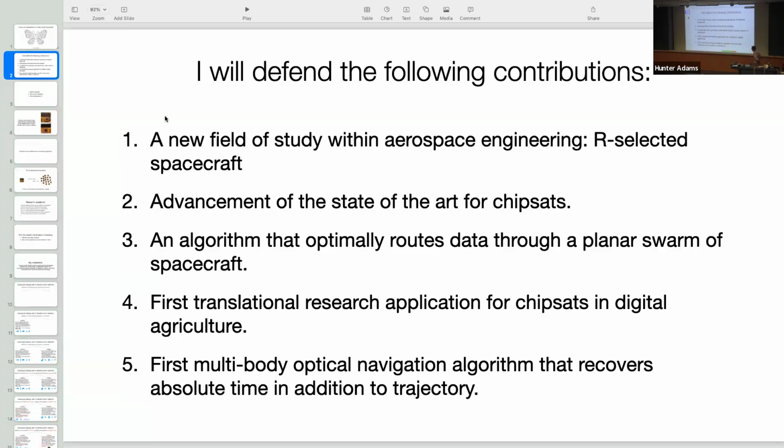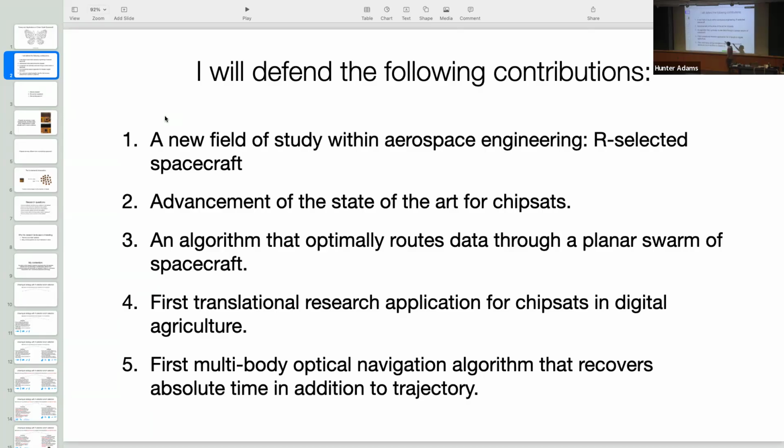So the contributions that I will defend in this presentation include the articulation of a field of study within aerospace engineering that relates to these new flavors of spacecraft that I'll talk a lot about. I call these R-selected spacecraft, for reasons that I'll get into.